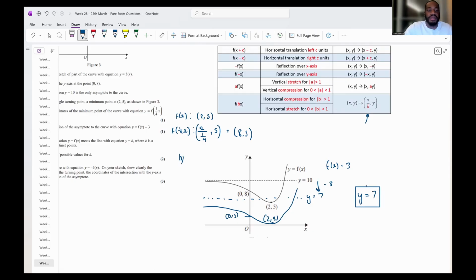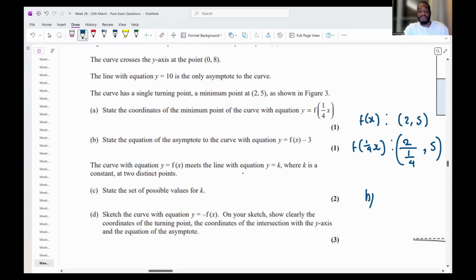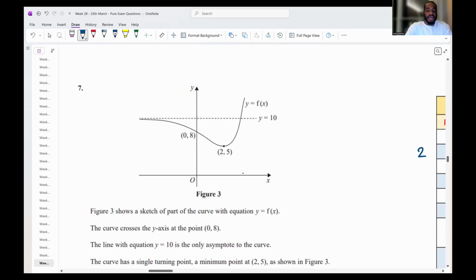Perfect. Part C, it says the curve of equation y equals f of x meets the line of equation y equals k, where k is a constant, at two distinct points. State the set of possible values for k, for 2 marks. So again, it's just visualizing it, right? So this is our dot graph here.